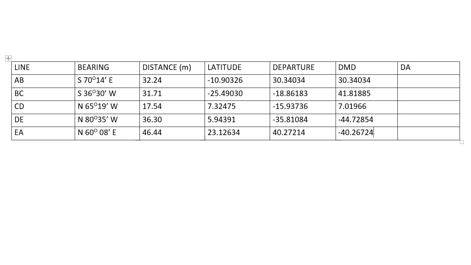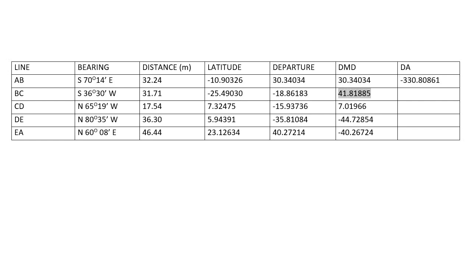Okay, so proceed na tayo sa double area. So for the double area, it is the product of the DMD times the latitude. If we consider here as DPD, we will take the latitude dito. And then ang double area niya naman would be the product of DPD times the departure. Pero for DMD, ang sinasolve natin is the product of the DMD times the latitude. So solve natin yan. So for this one, it's 30.34034 times negative 10.90326. So the product would be equal to negative 330.80861.